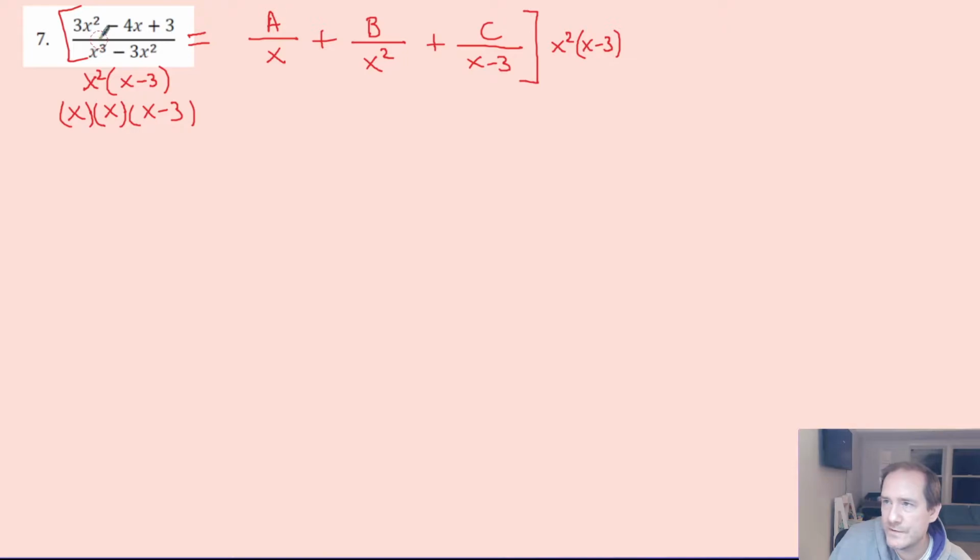And that multiplies all the way over to here. So the entire denominator cancels, you get 3x squared.